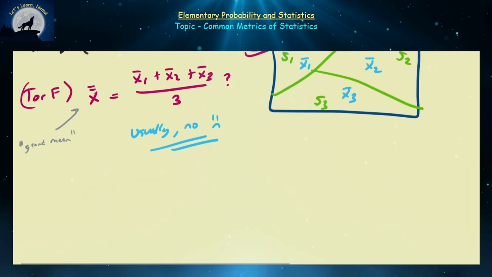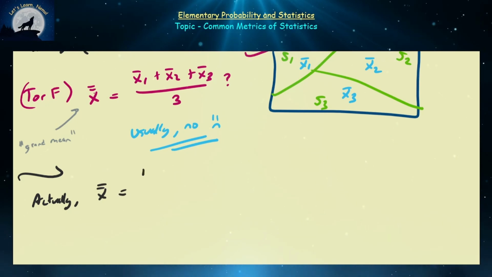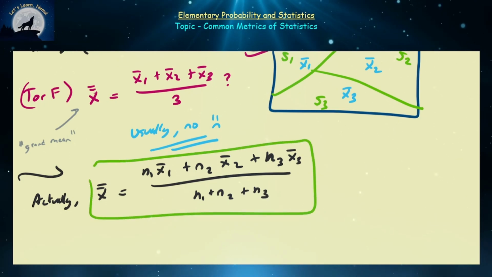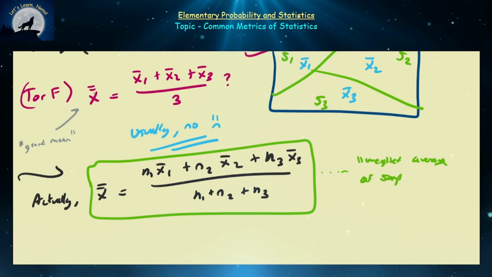So that's unfortunate, right? The grand mean is not the average of the averages in most cases. What the grand mean actually is, x bar bar, will be equal to n1 times x bar 1 plus n2 times x bar 2 plus n3 times x bar 3, all over n1 plus n2 plus n3. So this is what the grand mean is equal to. And you can technically view this as a weighted average of sample means. I'll leave you theoretical people to prove that this is actually the formula for the grand mean.